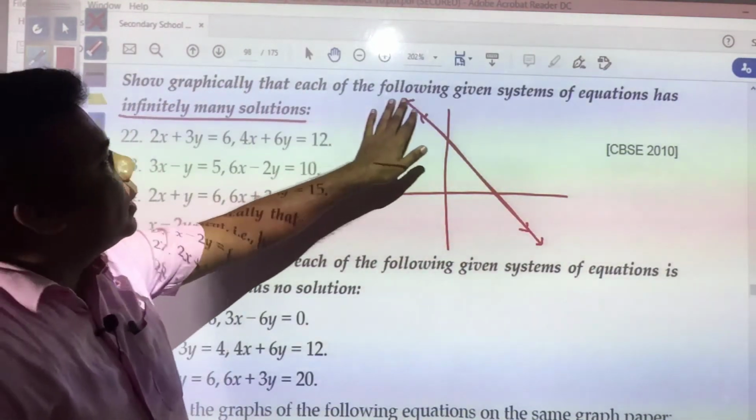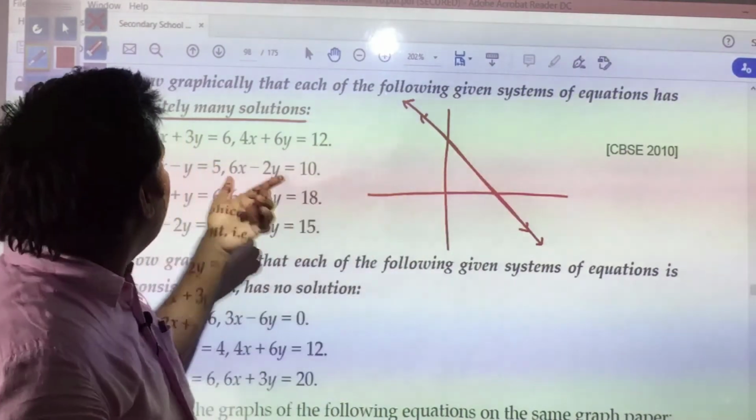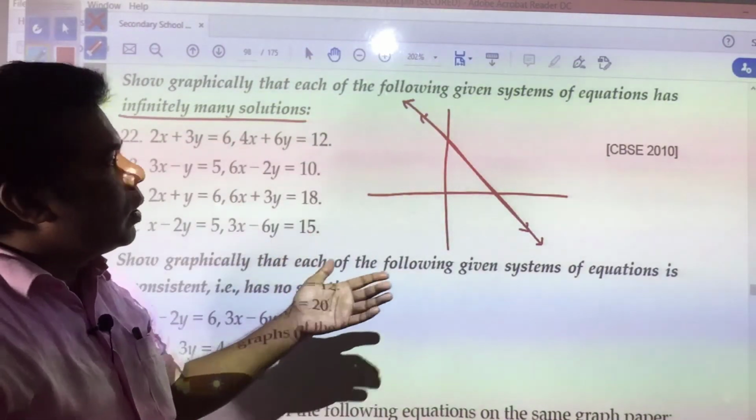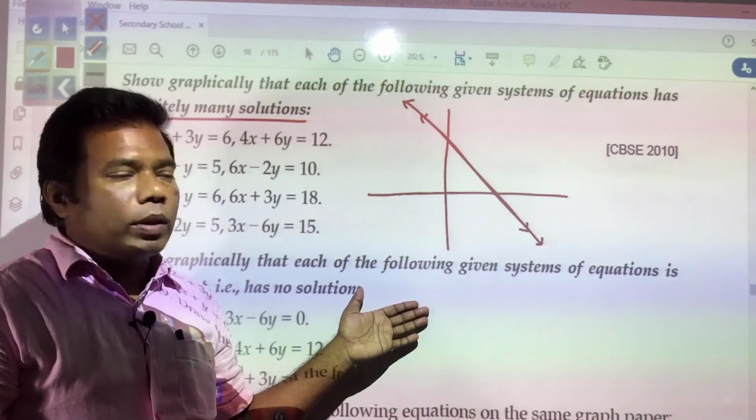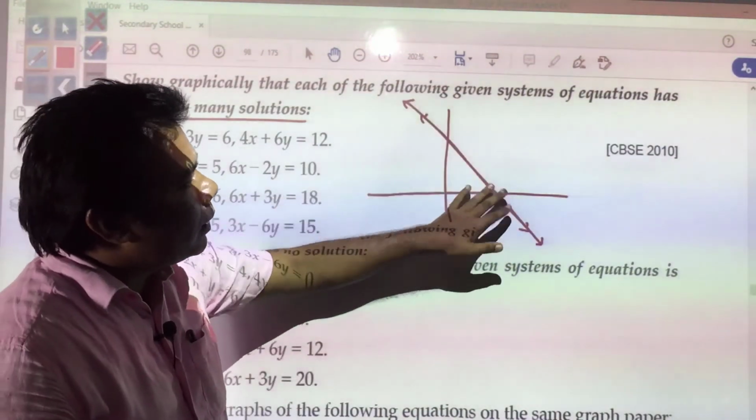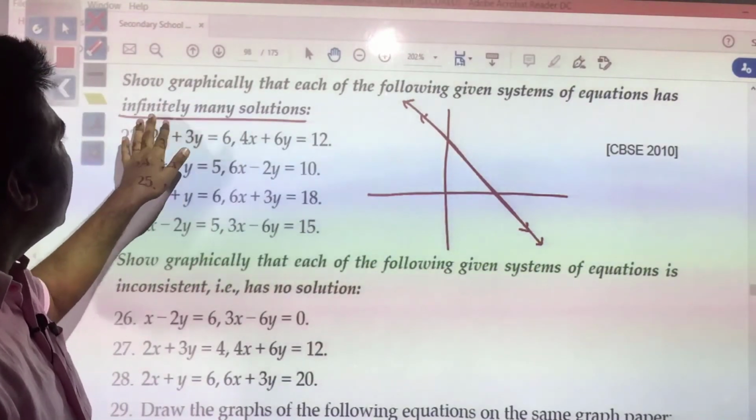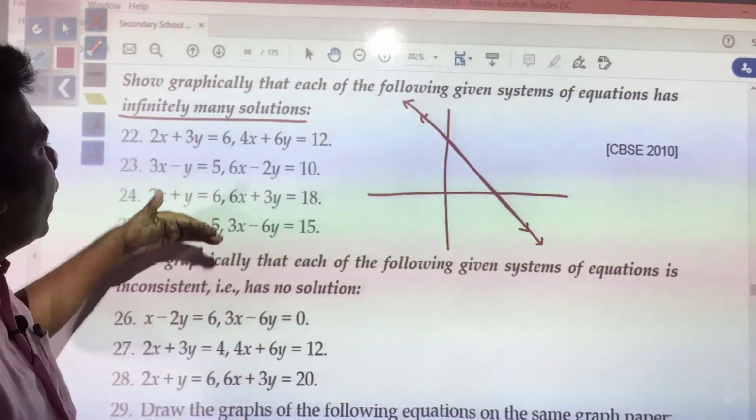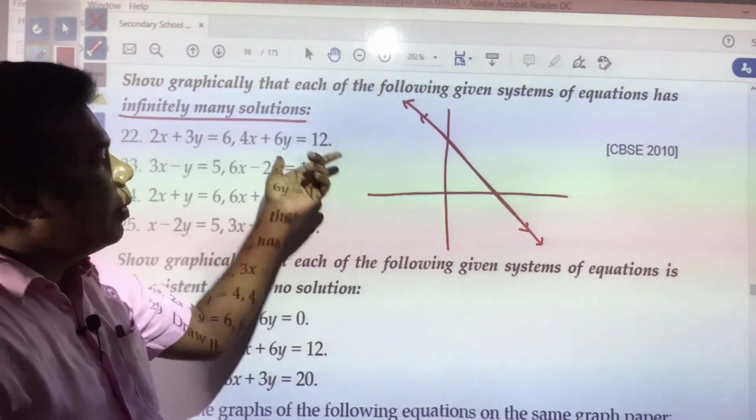Show graphically that each of the following given systems of equations has infinitely many solutions. You need to plot the graph, and then you will come to know that you will get this type of graph. If this type of graph is coming, it means you have shown that these equations have infinitely many solutions.